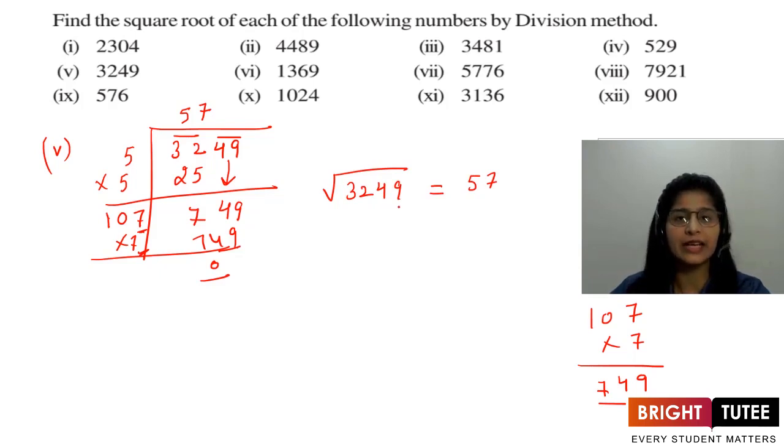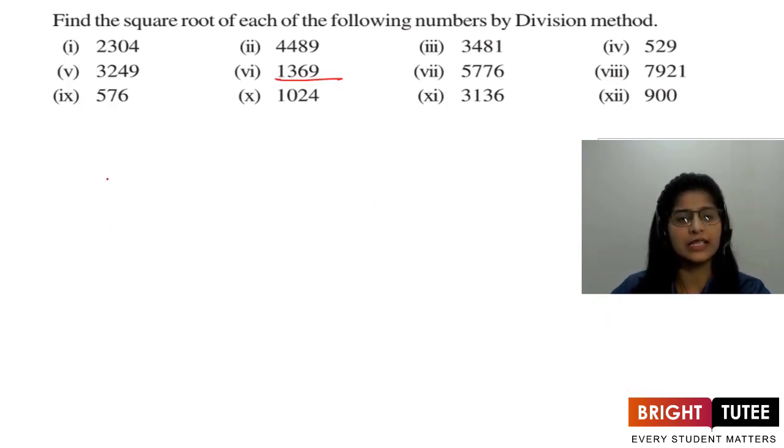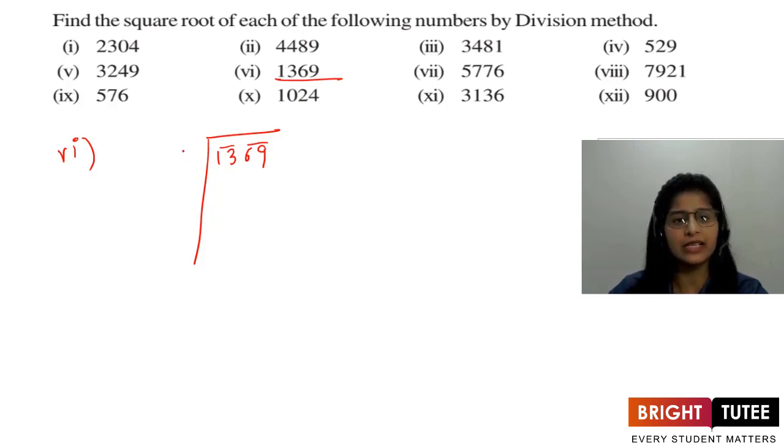Let's try the next one. The next one is 1369. Okay, sixth part is 1369. Let's try forming the pairs. Okay, now it is 13. So 3 3s are 9 we will be writing, because 4 4s are 16, more than 13. 3 3s are 9. You subtract, you get 4. Right? What we will copy? This complete pair, 69. Double of 3 is 6.